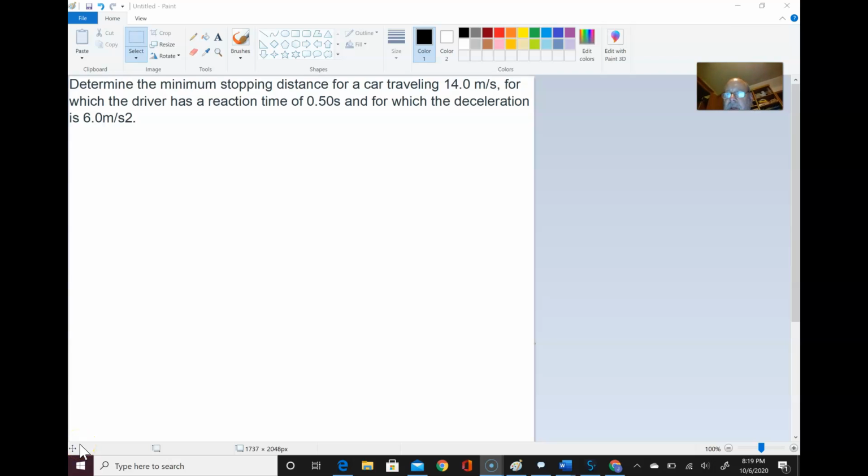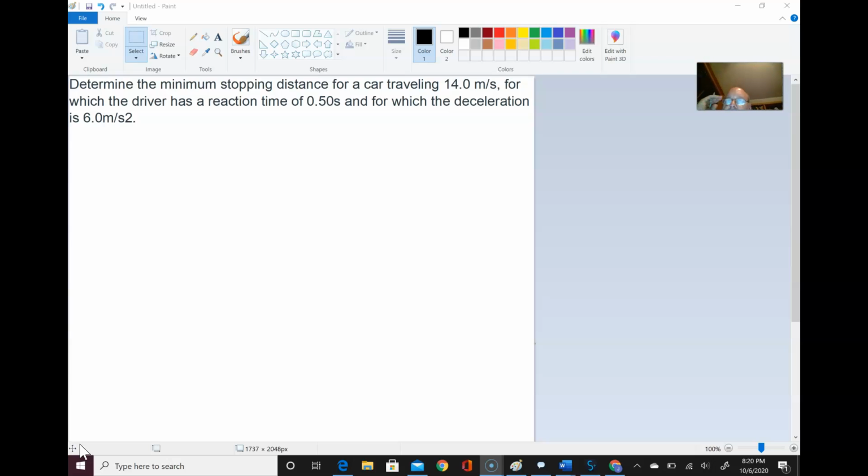Okay, this next one's going to be a little bit more difficult. It says determine the minimum stopping distance for a car traveling 14.0 meters per second for which the driver has a reaction time of 0.50 seconds and for which the deceleration is 6.0 meters per second squared.